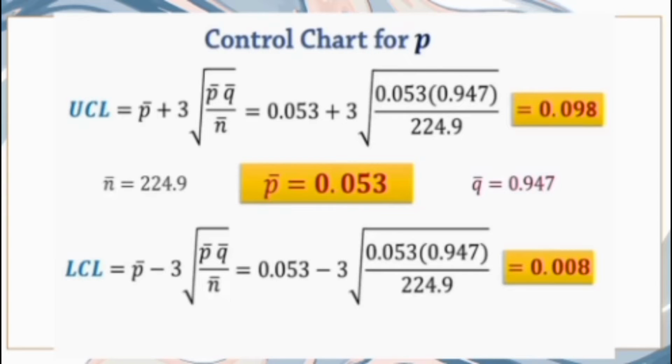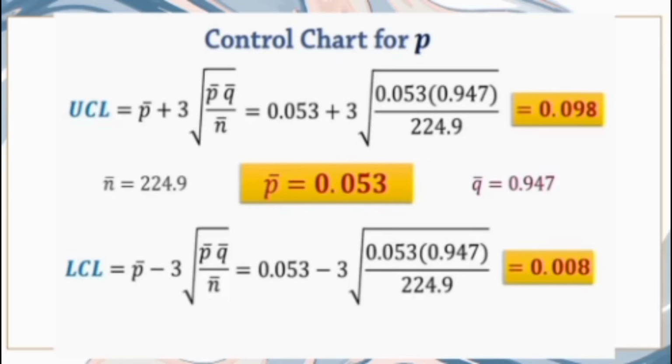Control chart for P. We will now solve the upper control limit and the lower control limit. So, the upper control limit, which is the UCL, equals P bar plus 3 square root of P bar times Q bar divided by N bar equals 0.053 plus 3 square root of 0.053 times 0.947 divided by 224.9, which is the answer is 0.098.